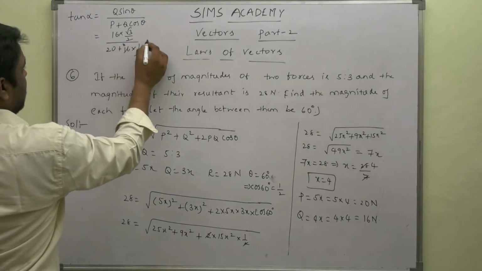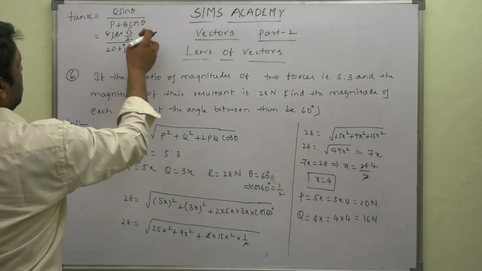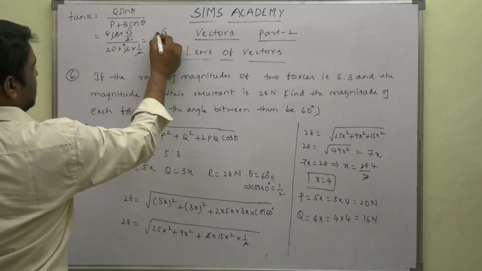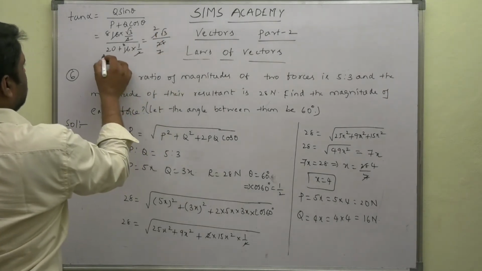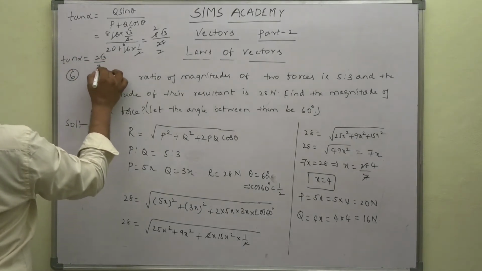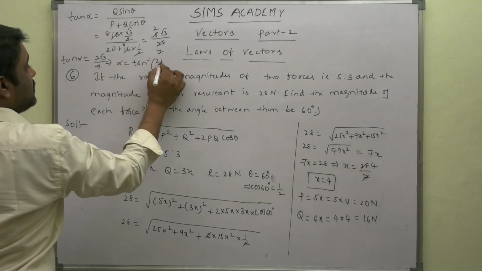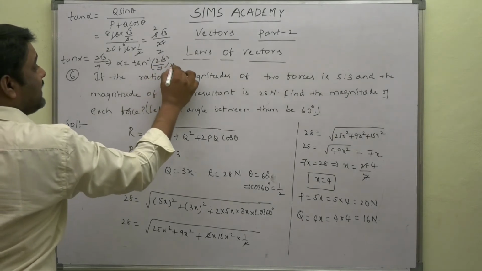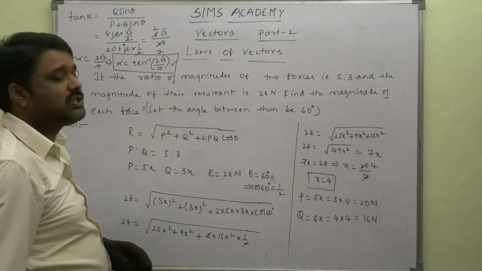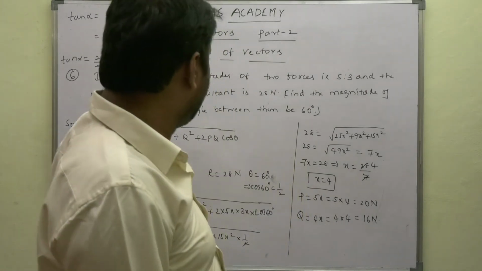2 ones are 2, 8 times. It becomes 8 root 3 by 20 plus 8, which is 28, 4 2s, 4 7s. That is, we got the tan alpha value equals 2 root 3 by 7, which implies alpha equals tan inverse of 2 root 3 by 7. This is the direction of resultant if he asks us.